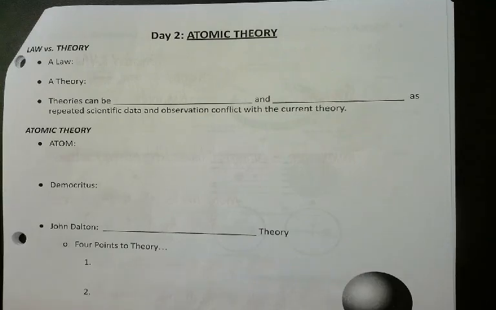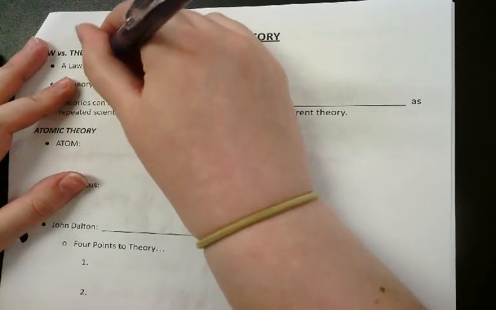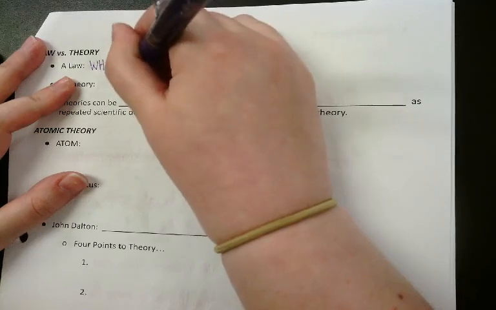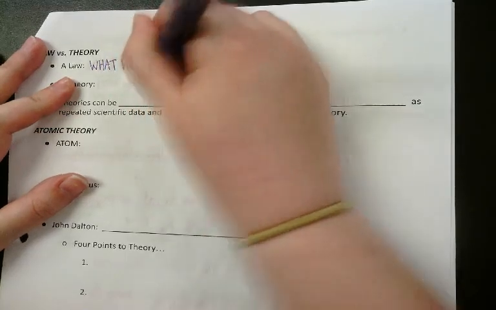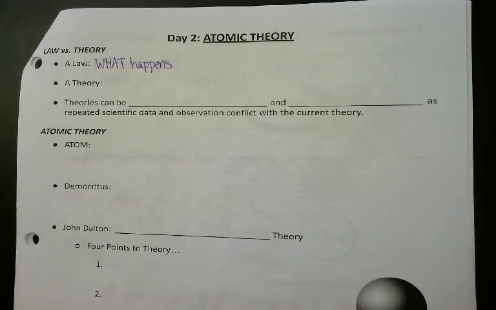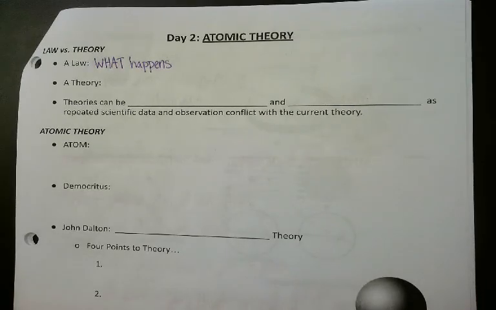The first thing we are going to discuss is the difference between a law and a theory. Because in science, we have both laws and theories, and they mean different things. So a law is describing what happens. It's basically the observation of what is going to happen. There are lots of laws in physics. So this is just describing what is happening.